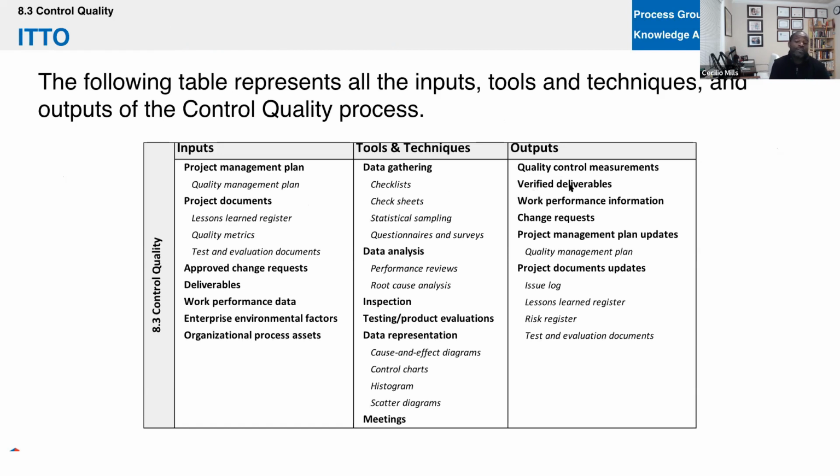We'll also get verified deliverables that we'll use as an input to validate scope. That's what the client will take, deliverables that we've tested and inspected. And then the other four are generic. Work performance data in, work performance information out. Data becomes information, becomes a report, becomes a project communication. So the information out, potentially we could get requests for change to fix a particular product, update our approach, update our documents. We'll get there by taking the plan documents, any approved requests, the deliverables themselves, any data we have, EEFs and OPAs, and then we'll look at these tools and techniques.